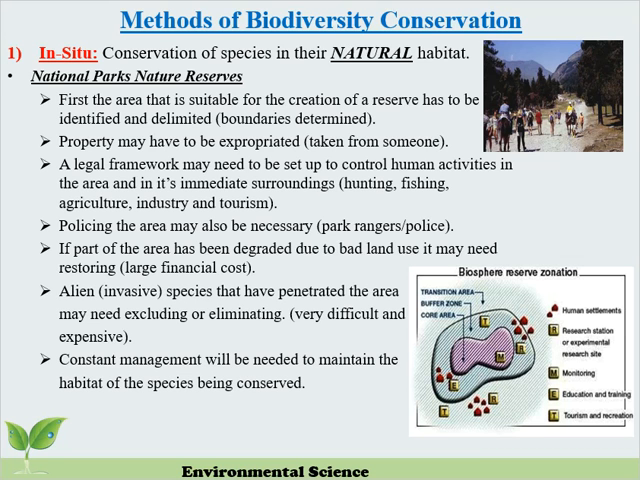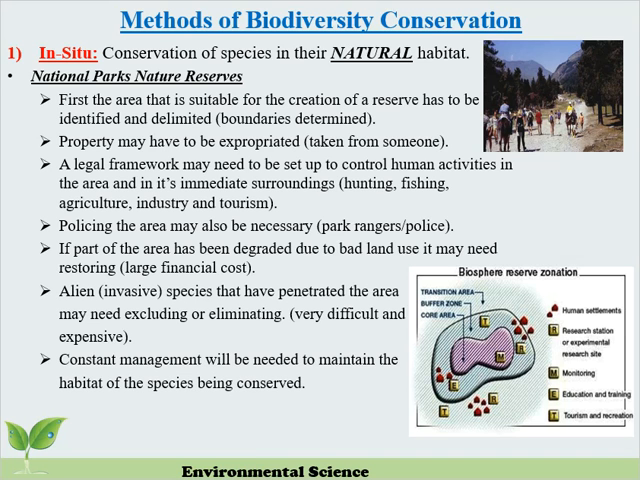So first of all, you have to decide what area would be worthy of creating a national park or nature reserve. The next thing it talks about is that the property may have to be expropriated, meaning sometimes you have to go through some legal processes of taking the land from somebody. A legal framework may need to be set up to control human activity. If you think about hunting, fishing, things like that, they have to be regulated in national parks and nature reserves. Policing, sometimes you might have to have park rangers, police. If part of the area has been degraded due to bad land use, it may need restoring.